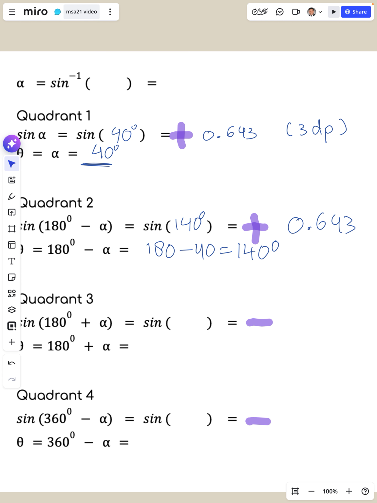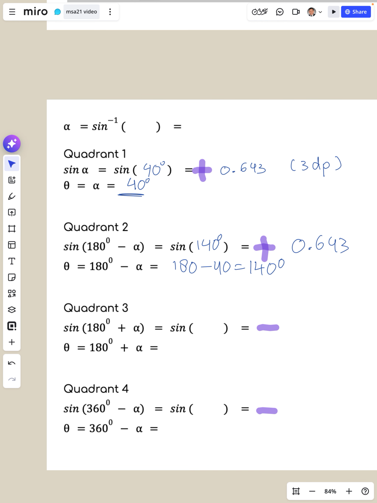The same thing happens with quadrant 3 and 4. We just fill it up. The sine value will be 0.643, but don't forget to put the negative sign. For quadrant 4 also, the sine value will be negative 0.643. Then we fill up the angle here.